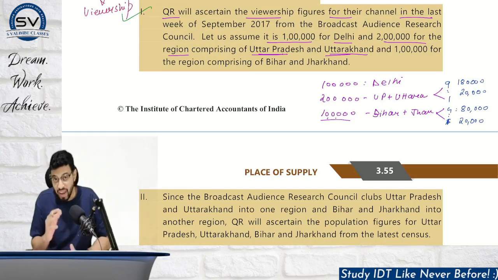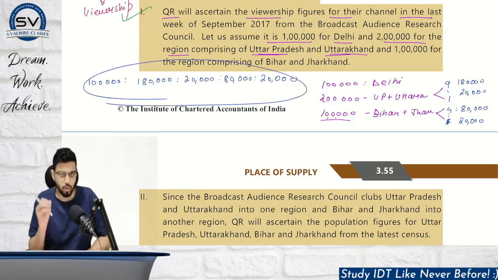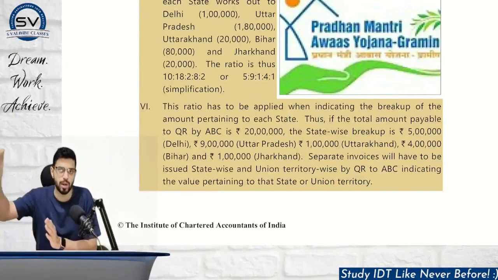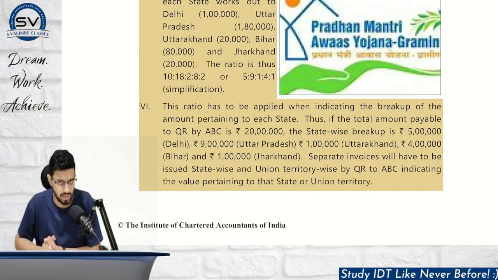So what will be my final bifurcation? 1 lakh, 1,80,000, 20,000, 80,000, and 20,000. Obviously you can do the calculations and divide the total into these ratios. Now we have a figure for each particular state. For that portion, the place of supply will be the respective state. Invoices can be raised, place of supply can be determined, and the transaction can be categorized as inter-state or intra-state accordingly, right?